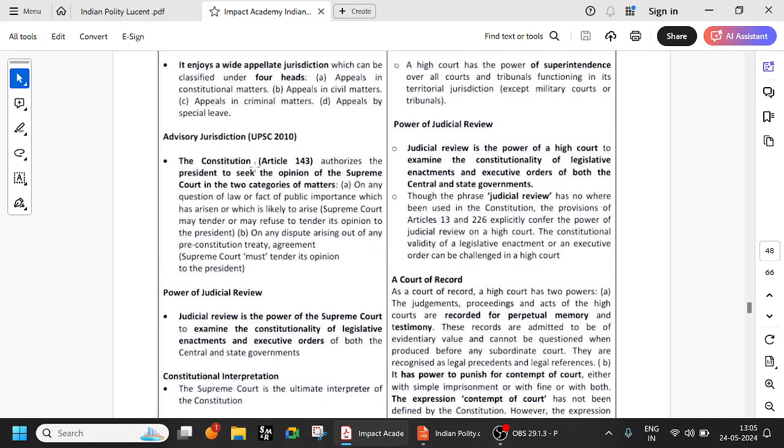So, a lot of questions can be asked from this section. Okay, so try to be very clear. Two categories the president may request. One is any law or fact of public importance. Here the Supreme Court may or may not give its opinion. But if it is regarding a pre-constitutional treaty or agreement, the Supreme Court must tender its opinion.